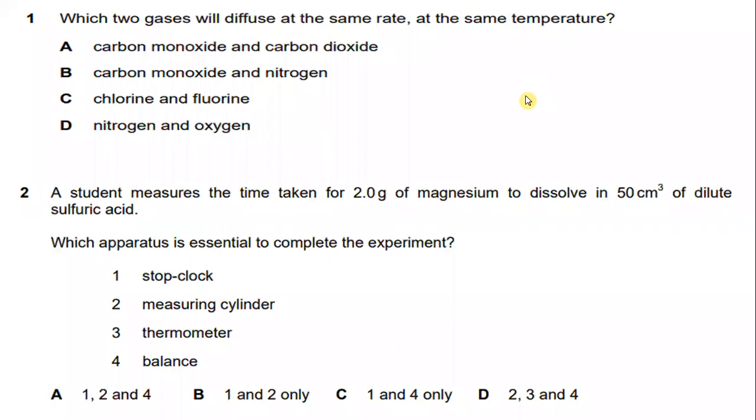Question number 1. Which two gases will diffuse at the same rate at the same temperature? So the answer for this question is carbon monoxide and nitrogen.